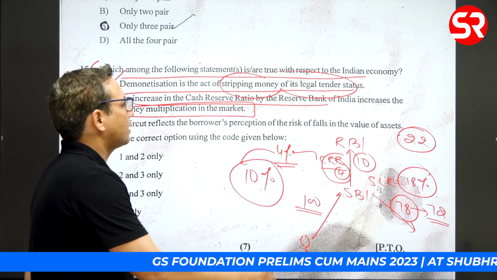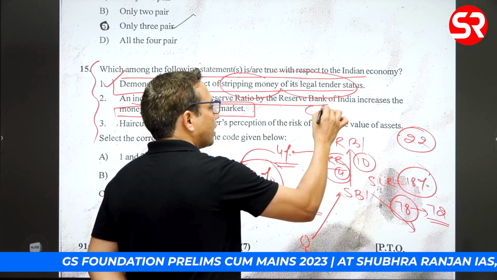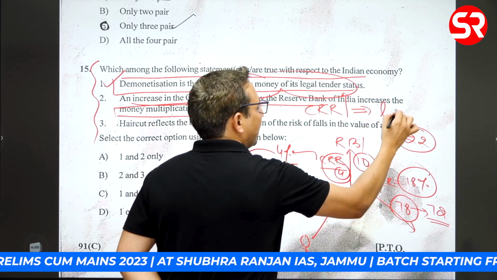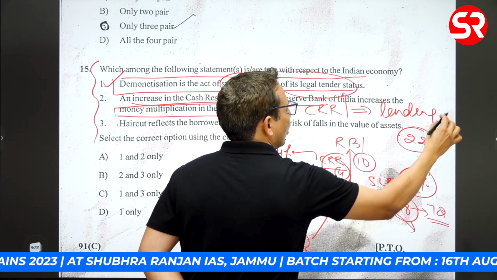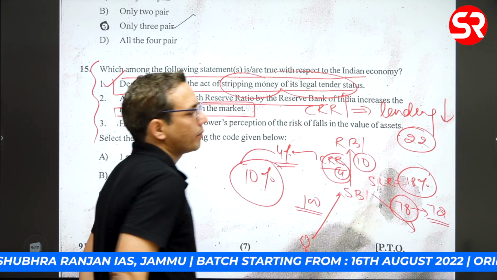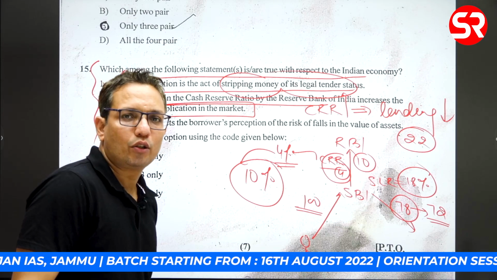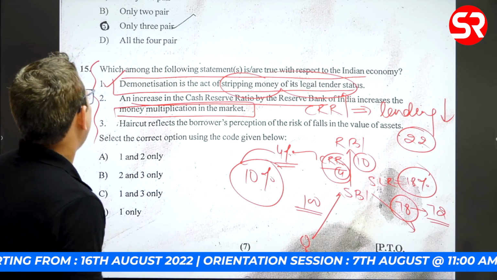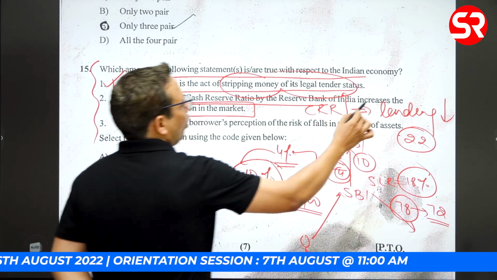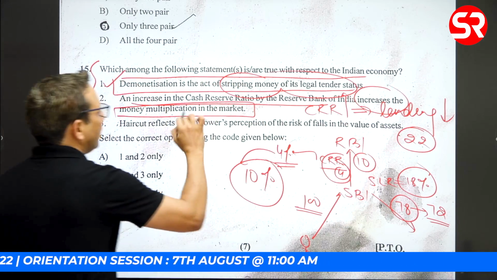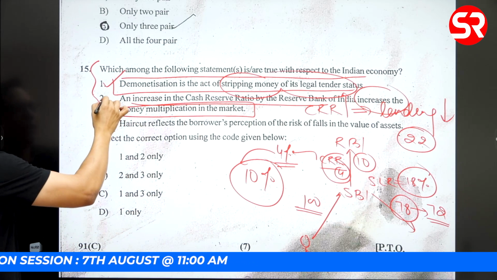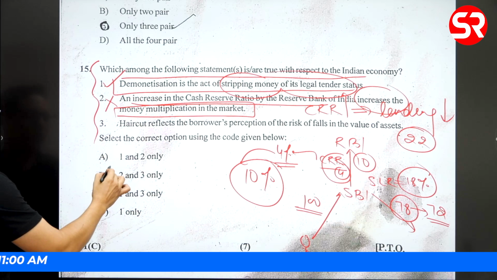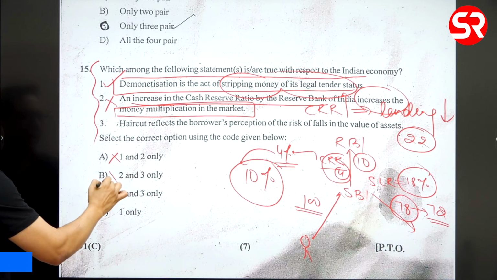So the point is, if CRR is increased, the lending capacity of the bank reduces. If the lending capacity of the bank reduces, obviously the money multiplier effect will reduce. So an increase in CRR will not increase the money multiplication in the market. This statement is wrong. So if the second is wrong, we eliminate A and B.